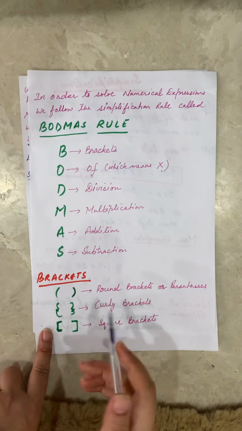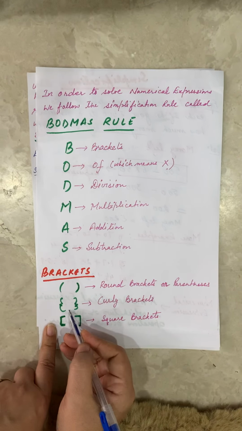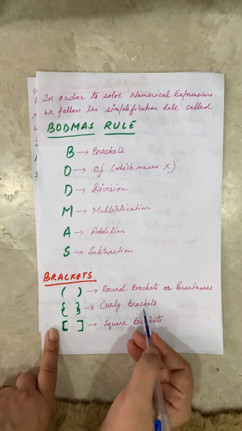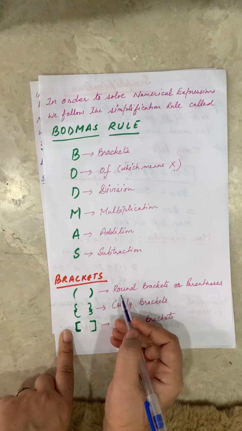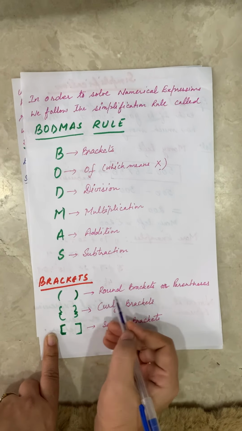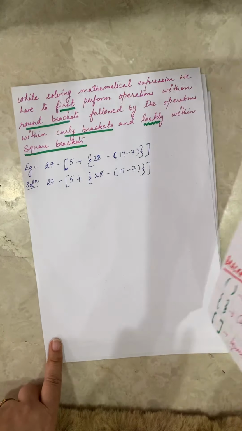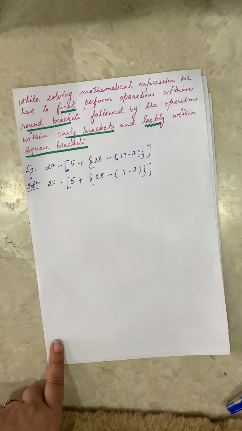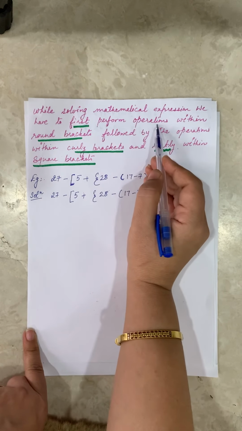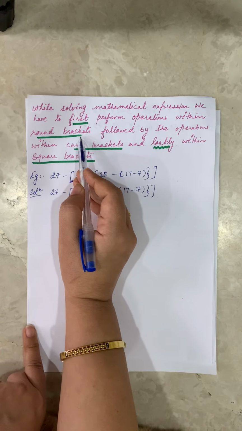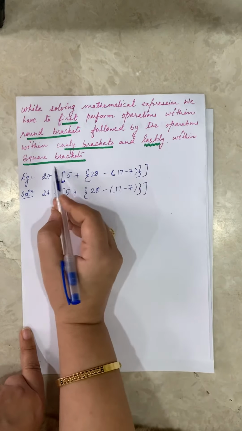Commonly, we use three types of bracket: round bracket, or we can say parenthesis. Second is, you can see the shape, this is called curly bracket, and the last one is square bracket. The first bracket is commonly called round bracket. While solving mathematical expressions, we have to first perform operations within round bracket. This is the rule, followed by the operations within curly bracket, and lastly within the square bracket.